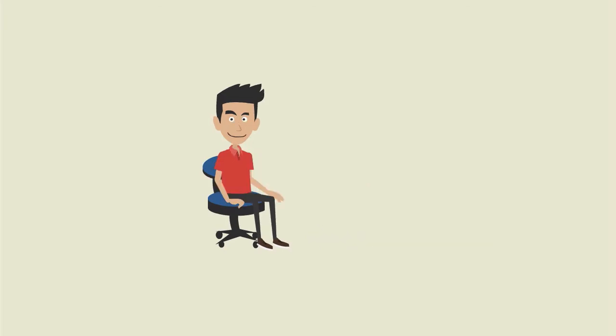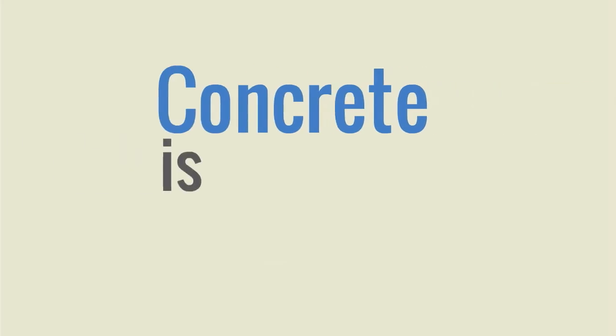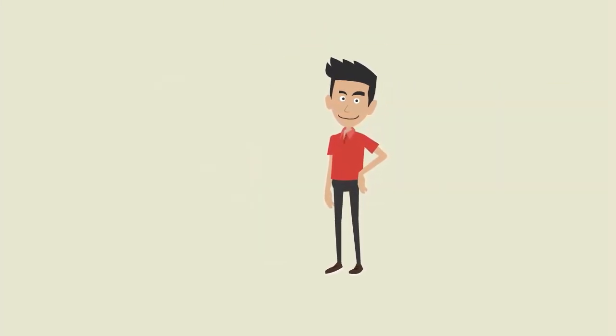Let's see. Did you just write down a concrete example with details of what you were trying to do at the time and why you used the app? Or did you just write down the name of a feature, like read my messages on Twitter? This is still too abstract. Getting concrete is hard. If you just wrote down the name of a feature, I want you to try again.